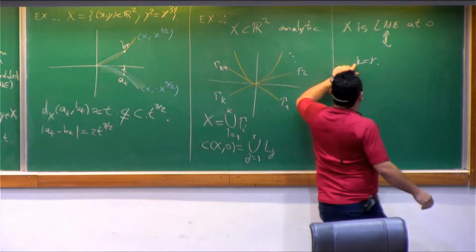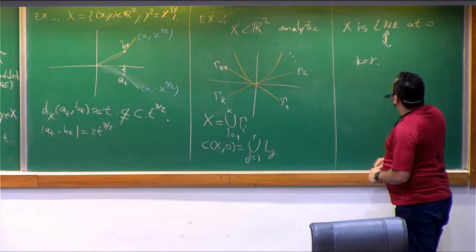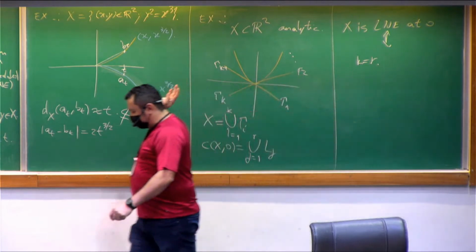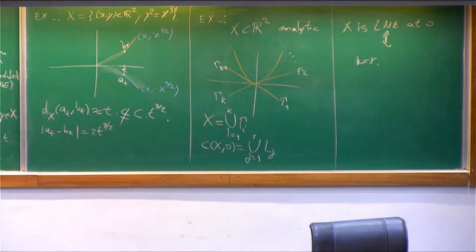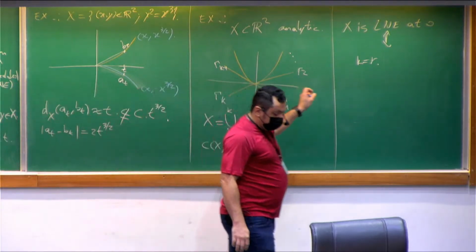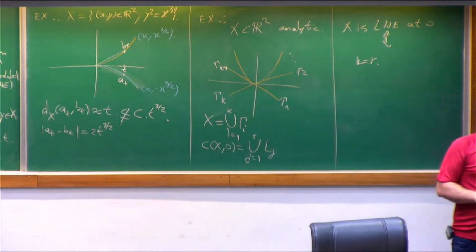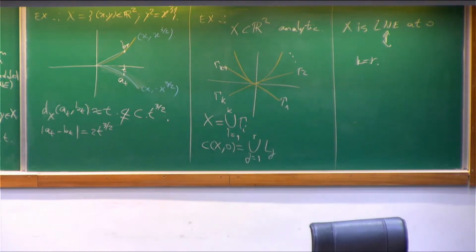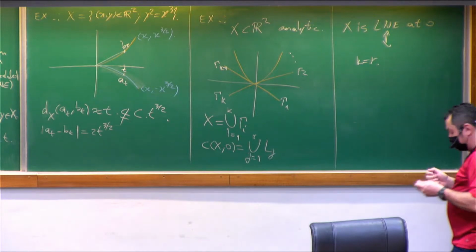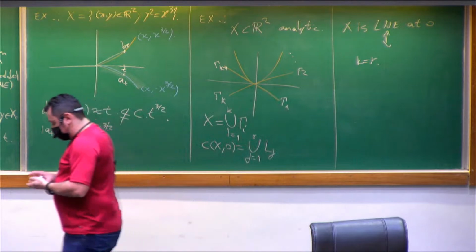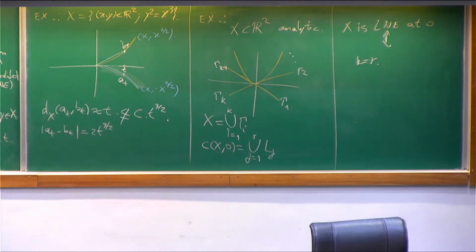X is LNE when you have k equals r. So this is more or less the motivation. In fact, we have more or less the same kind of result in the complex case for curves. The complex case is a little bit different.